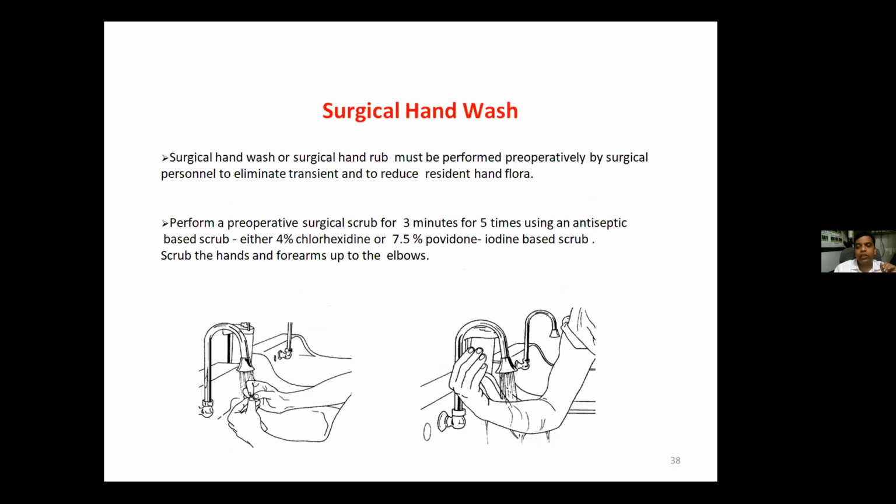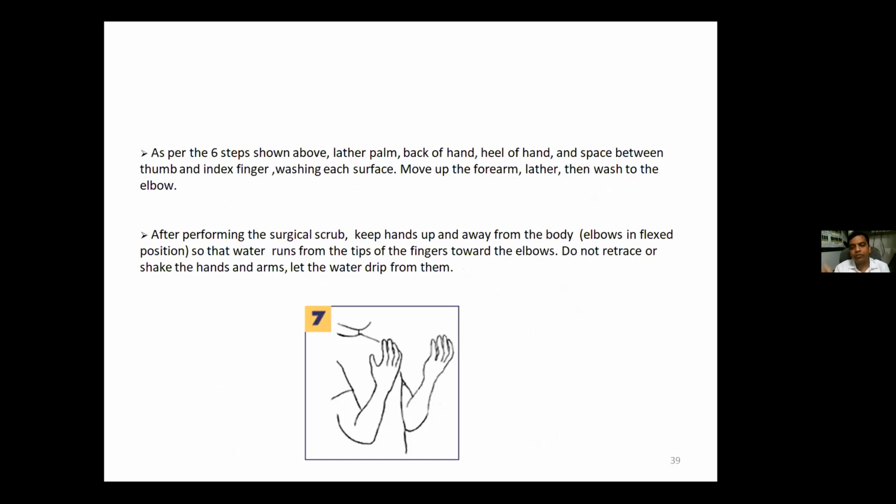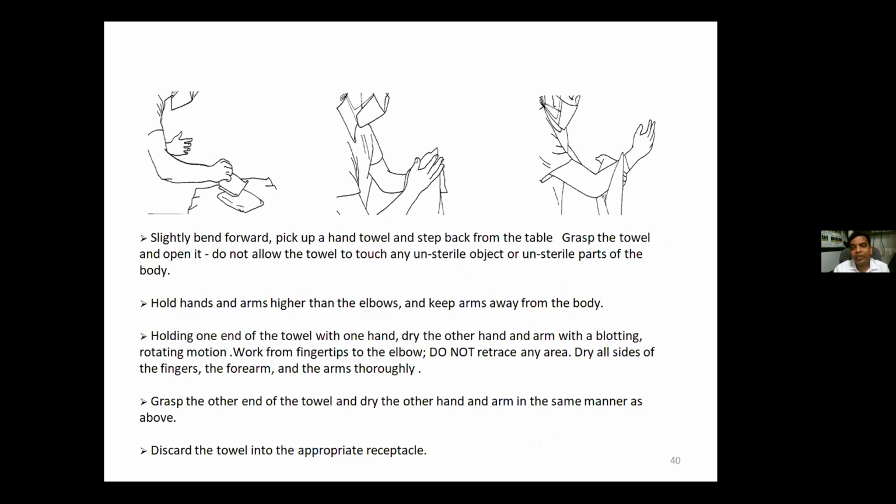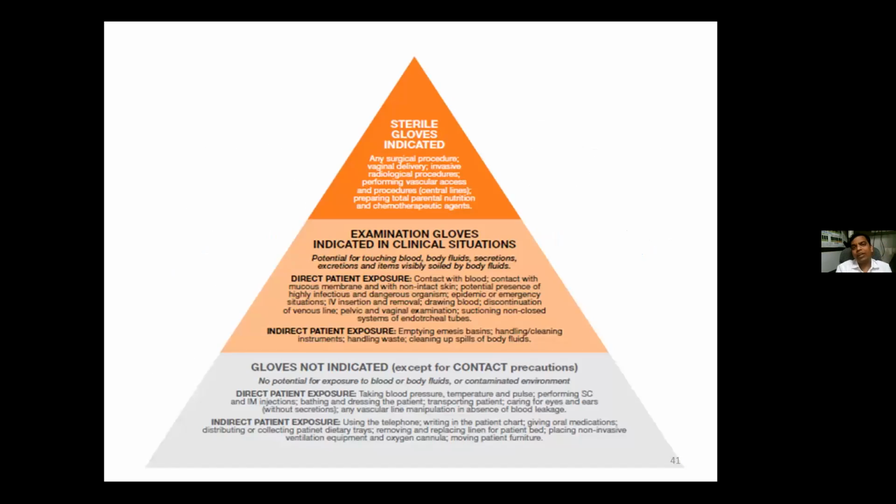For surgical hand wash, care should be taken that the hands are dried properly, as we see from this picture. They should be dried in a position such that the water will drip from the fingers towards the elbow, and completely dried before moving towards the procedure. So that was all about hand hygiene.